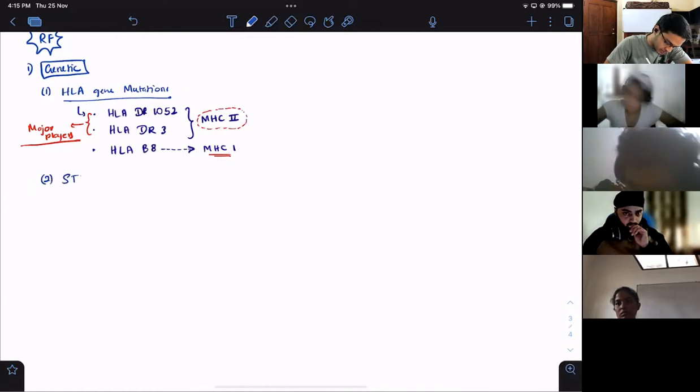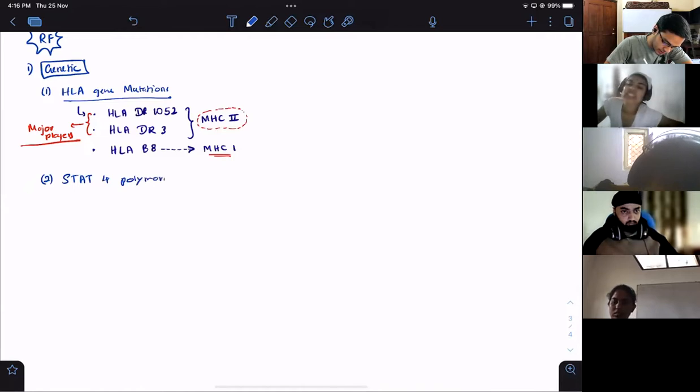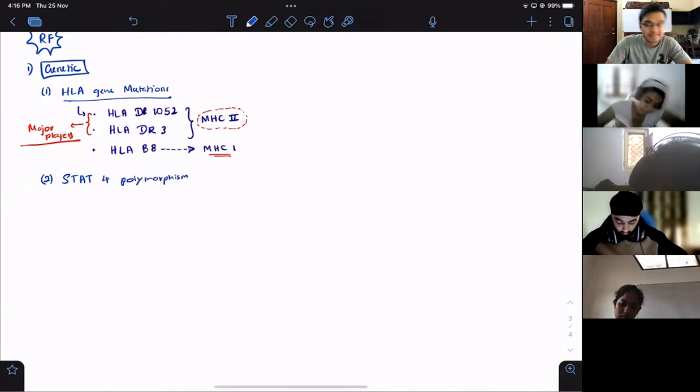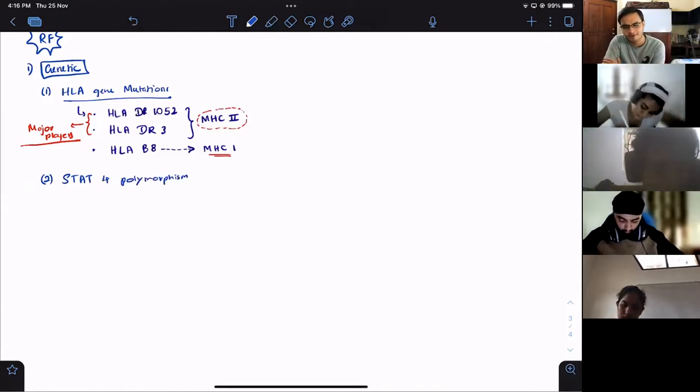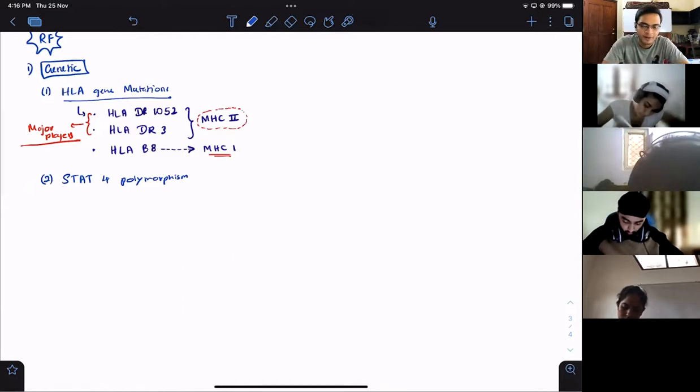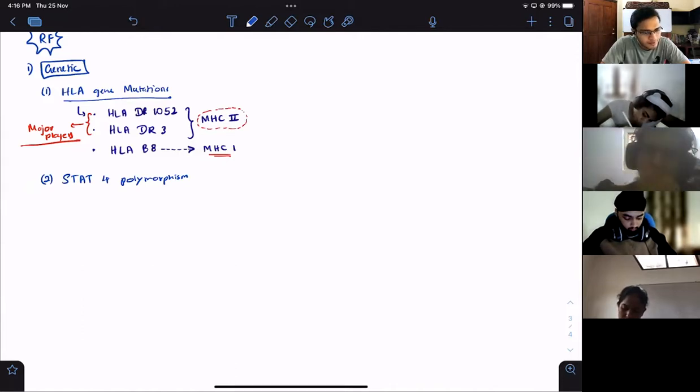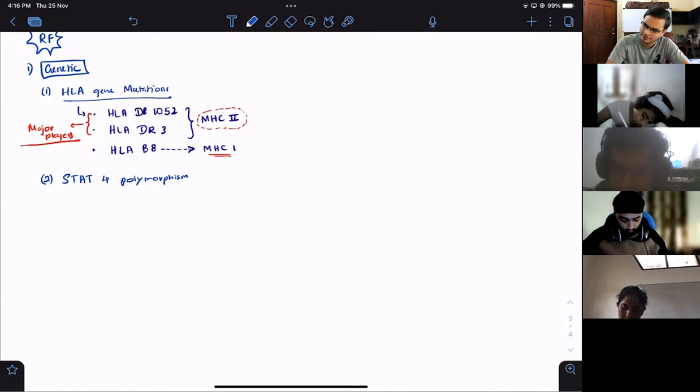Second one is STAT4 polymorphism. This is the same thing we talked about in SLE. What is happening with STAT4 polymorphism? Anyone remembers? We talked about the same mechanism here also. Nothing different. Sorry? The TREX protein thing. I heard protein accumulation. Is that what you said?